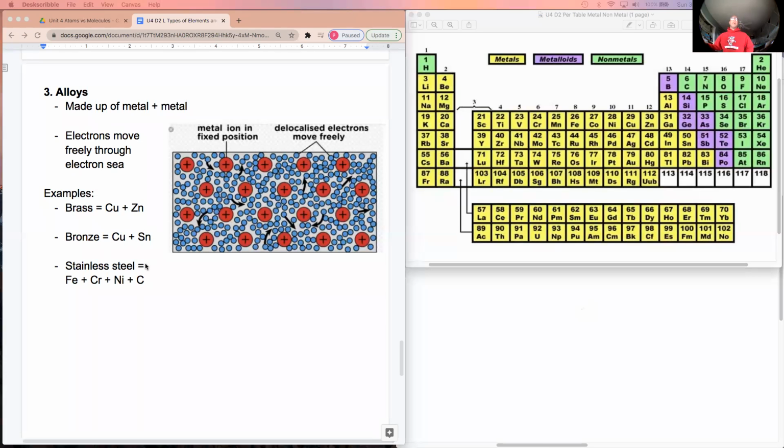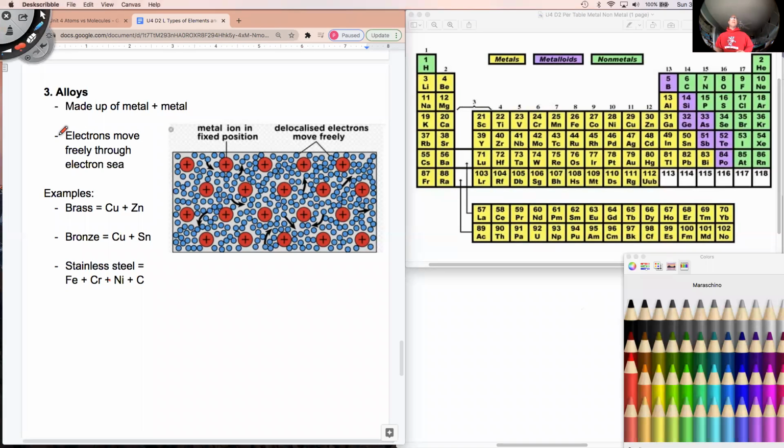Now, lastly, we're going to take a look at alloys. Alloys, ladies and gentlemen, are metals and metals. So the gold wedding ring that your parents have, it's not real gold. It's an alloy. It's made up of gold.